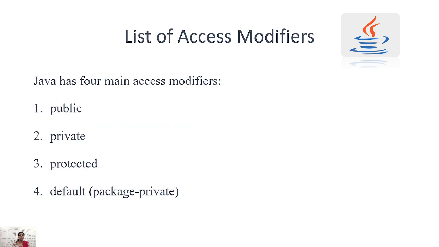So what are the access modifiers used in Java or object-oriented programming? Basically, there are four main access modifiers: public, private, protected, and default. So let's see one by one what these access modifiers do.